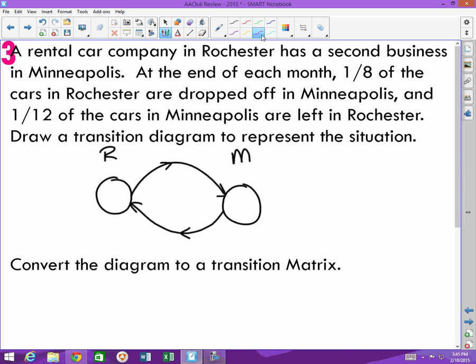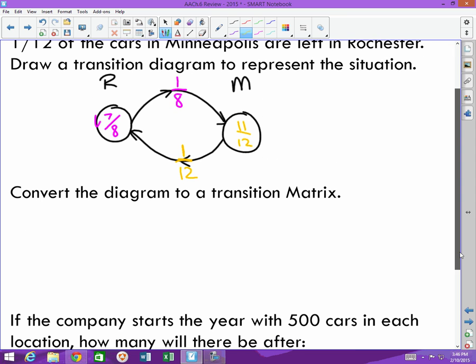So it says that 1/8 of the cars in Rochester are dropped off in Minneapolis. So this would be 1/8. And if 1/8 of the cars are leaving, 7/8 are staying here. And then it says that 1/12 of the cars in Minneapolis get left in Rochester. So there's 1/12. And if the 1/12 is leaving, 11/12 would be staying in Minneapolis. And so there's your diagram.